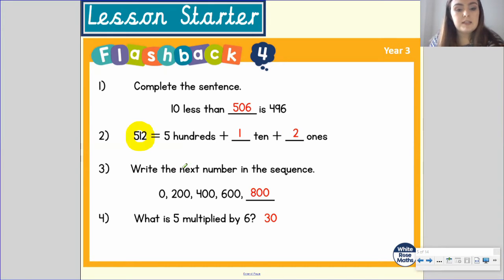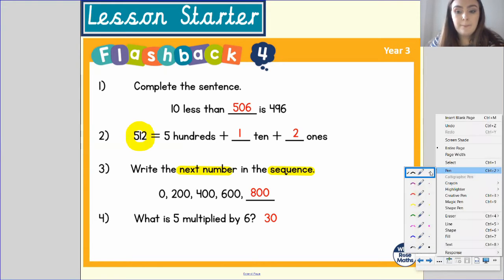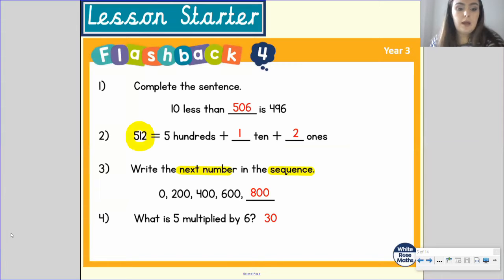The next question says, write the next number in the sequence below. Now, what you needed to do here was to find a pattern. If we have a look at the difference between 0 and 200, we know we are adding 200. Between 200 and 400, we are adding 200 again. Between 400 and 600, we are adding 200. So to find the missing number in the sequence, we would have needed to add 200 to 600, which gives us 800. Give yourself a tick if you got that correct.